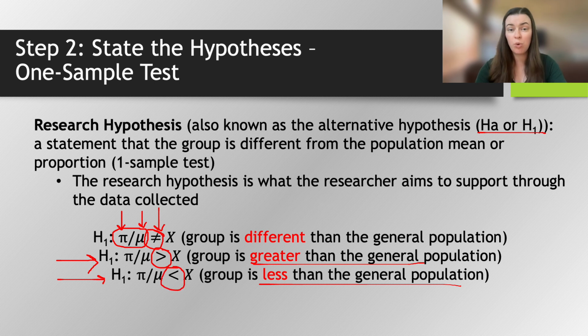So that's another important aspect as we're working through this step 2 of establishing our hypotheses, especially with the research hypothesis, of what symbols we're using on the front end. So again, proportions versus means, and also, is it different from the population? Is it greater than the population? Or is it less than the population? And that's going to depend, again, on the research question.